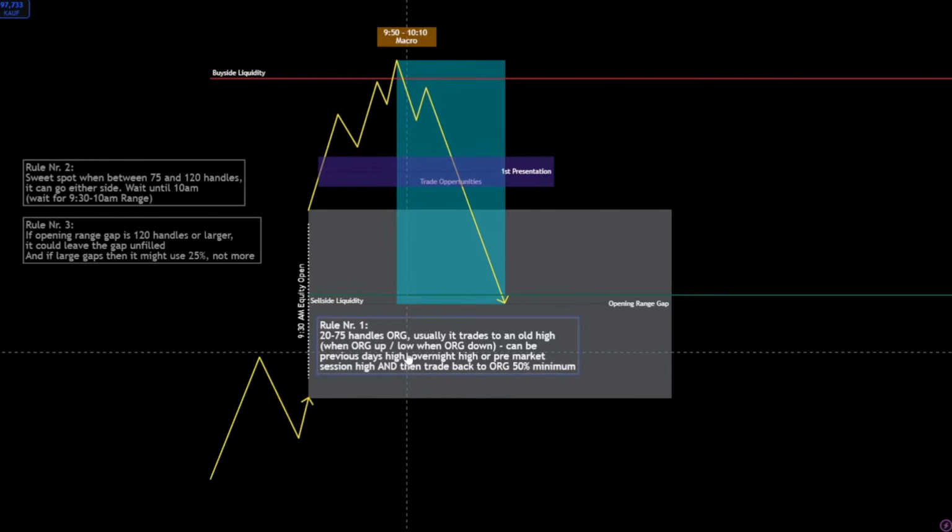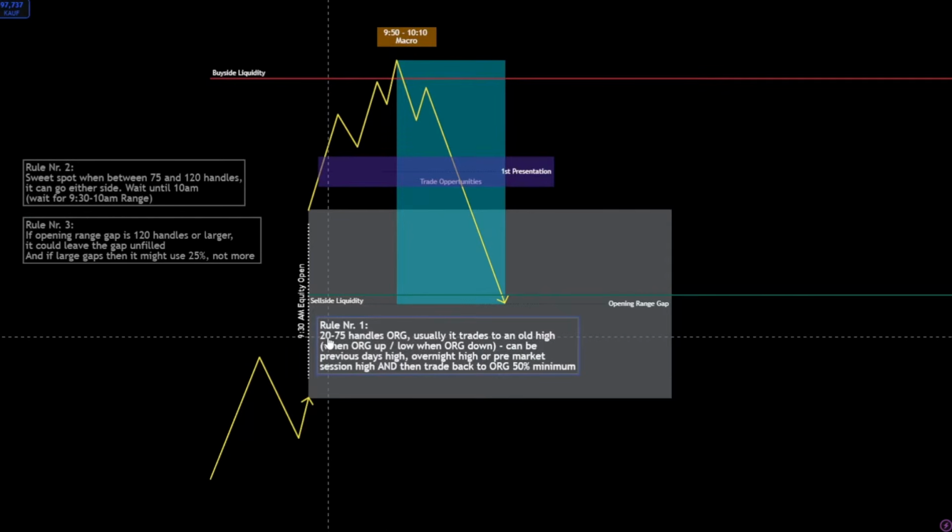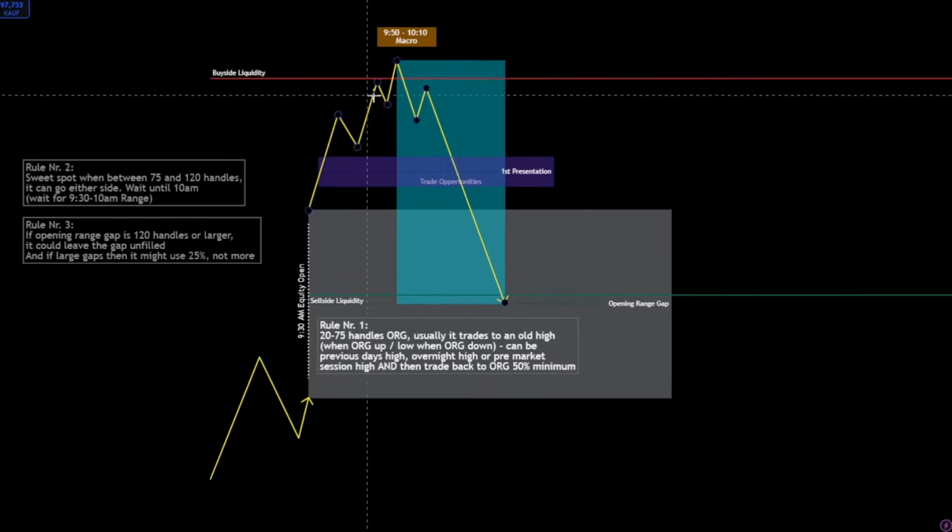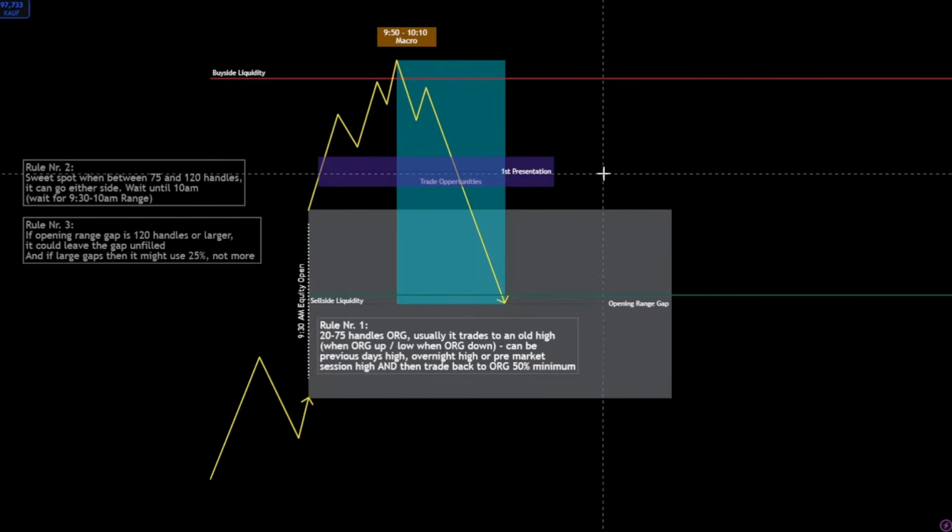It's basically the easiest setup you can have. It's not every day, but if you find your open range gap between 20 to 75 handles, it can be 75.5 handles as well, it still counts to that 75 handle rule. So we can see that open range gap rule in here with that specific setup.